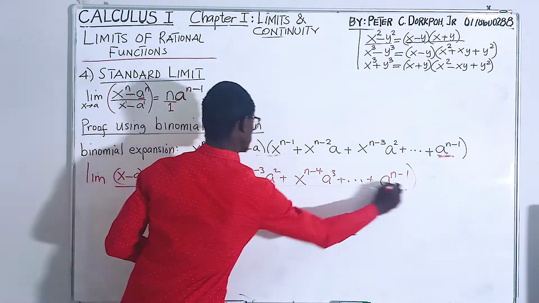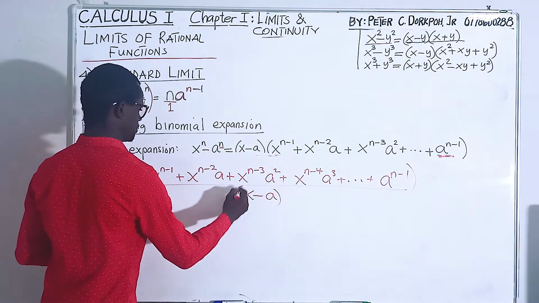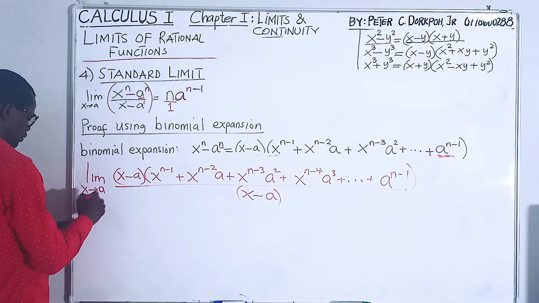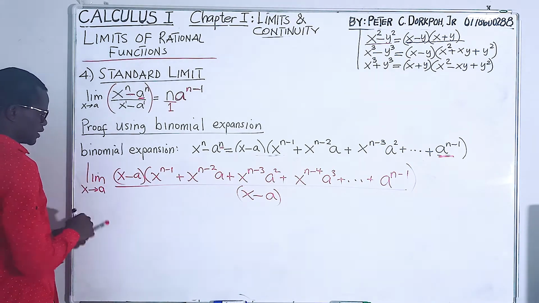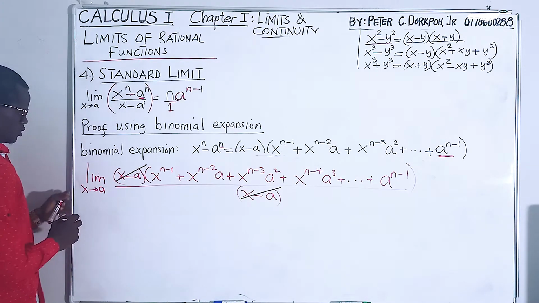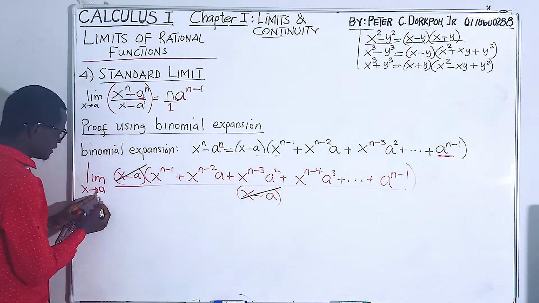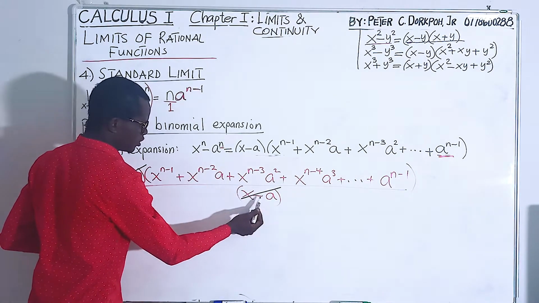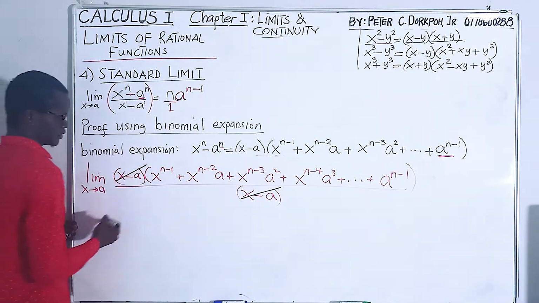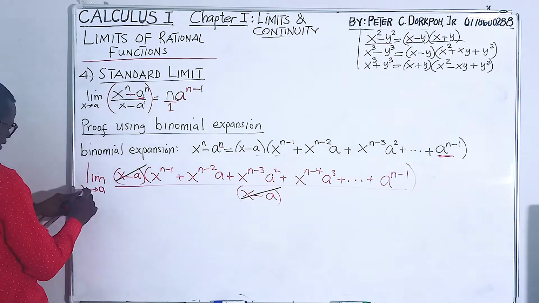All divided by the denominator here, which is now just x minus a, right? As x approaches a, you observe that x minus a and x minus a will go out. There is nothing now within this expression that is taking the entire denominator to 0, because the denominator has been cancelled, so we can now apply the limit. If you apply the limit, wherever you see x, you put a.